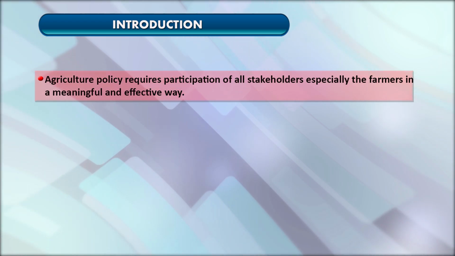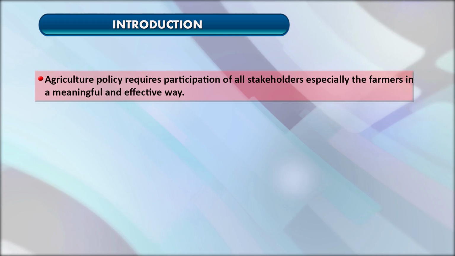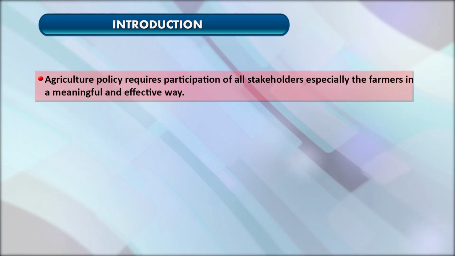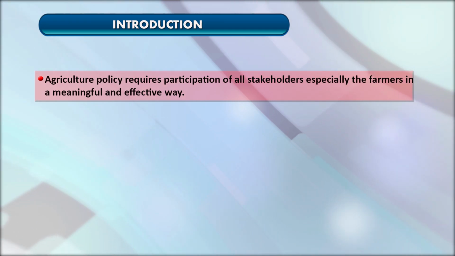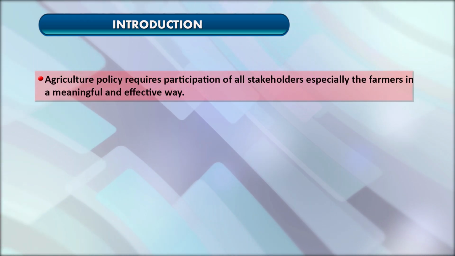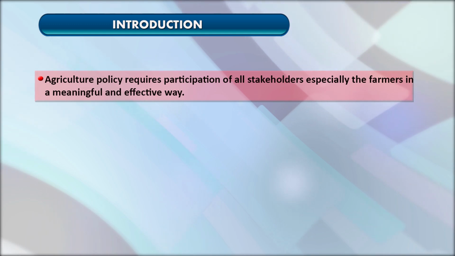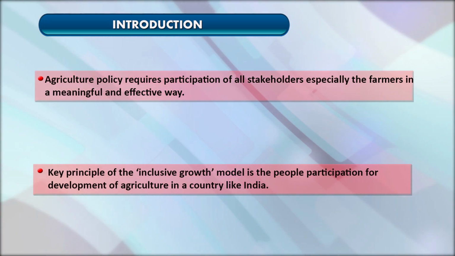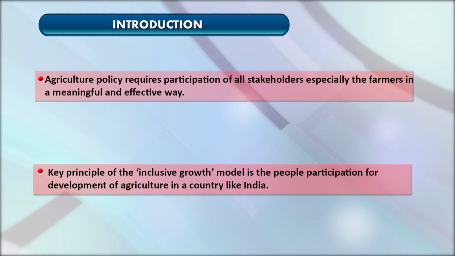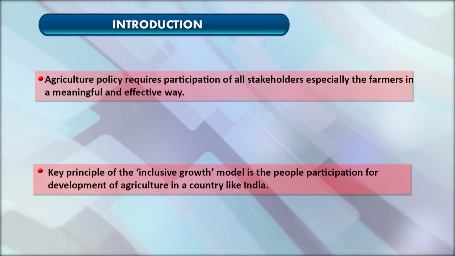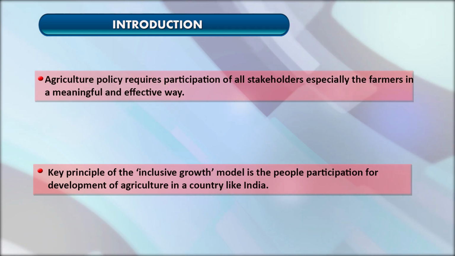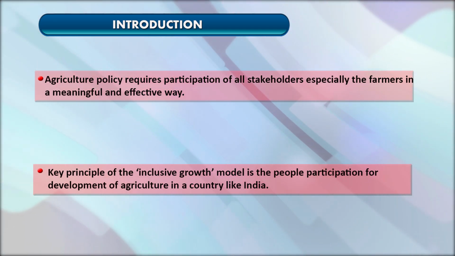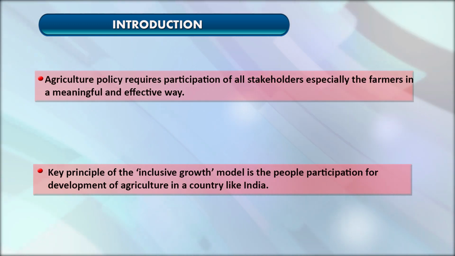I have already explained that agriculture policy requires the participation of the different stakeholders, especially the farmers. Their meaningful participation, or participation in an effective way, is very much required to form a very good policy, an implementable policy, or a policy which can achieve the output. Nowadays a lot of importance is given to the inclusive growth model. Inclusive growth means taking the views of the different stakeholders, particularly the target groups. The key principle of inclusive growth is people's participation in development programs and in agriculture development policy, and it is very important in a country like India, where we have limited resources and have to serve a large number of people.